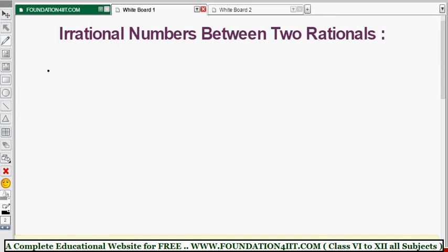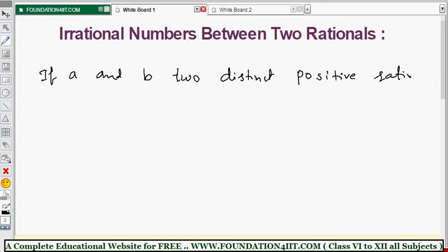So if A and B, if I understand the definition, it's easy to find irrational numbers between two rationals. If A and B, these two are distinct positive rational numbers. Distinct means both must be different. Distinct positive rational numbers.